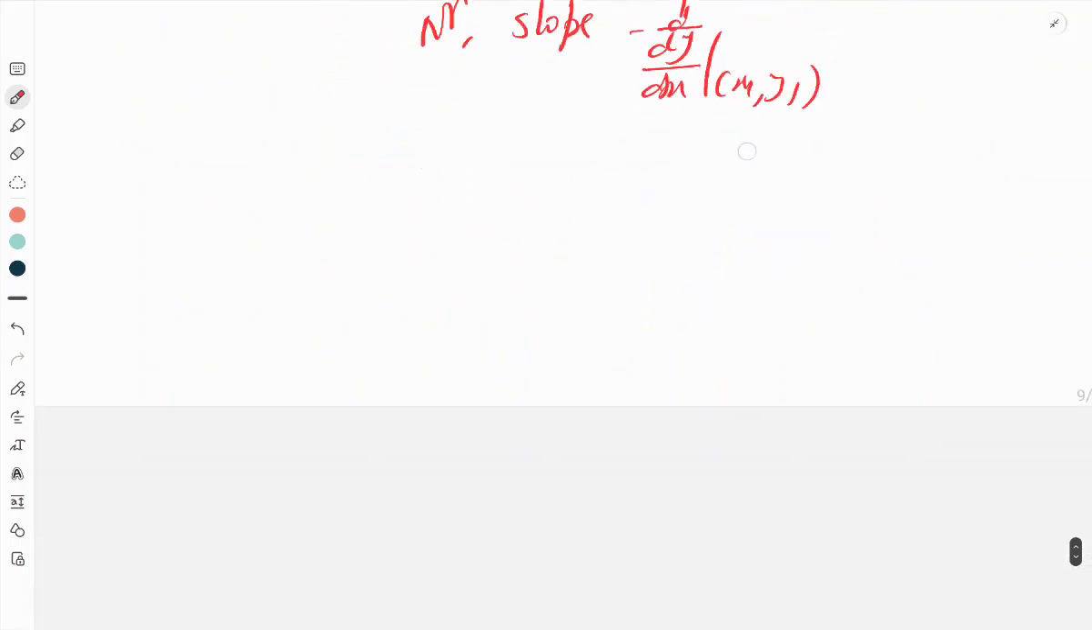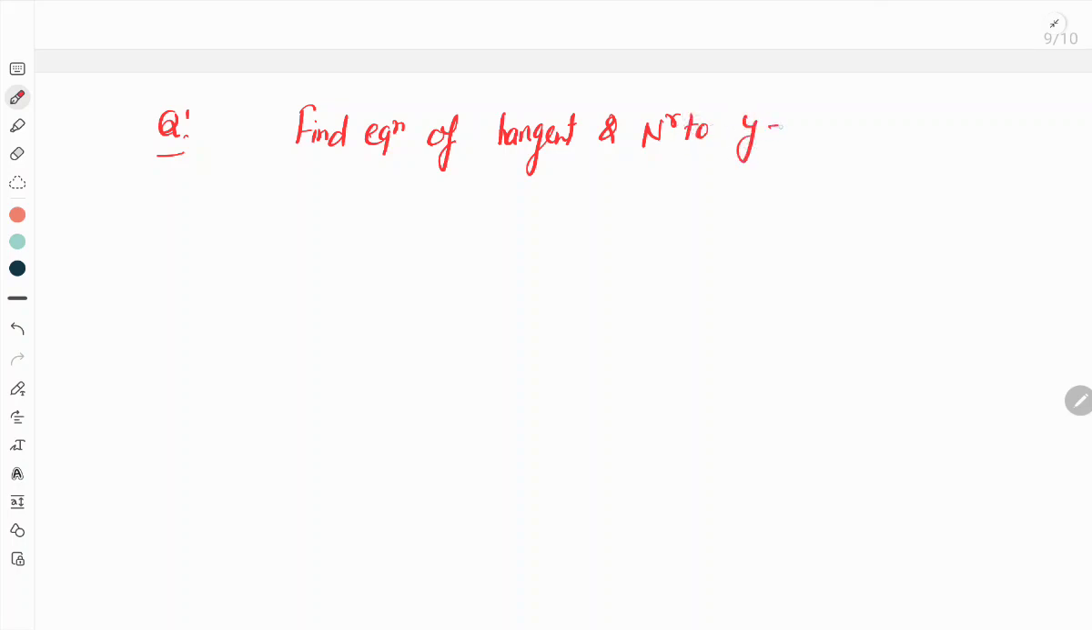Now we'll come to the questions. The first question I am taking here is a very easy question. Question is, find the equation of tangent and normal to the curve y is equal to e power x at x is equal to 0.